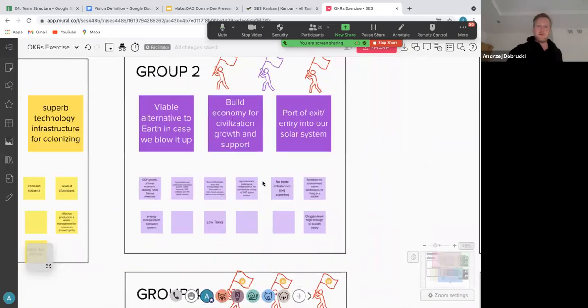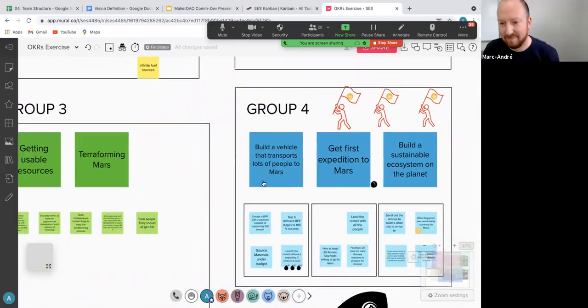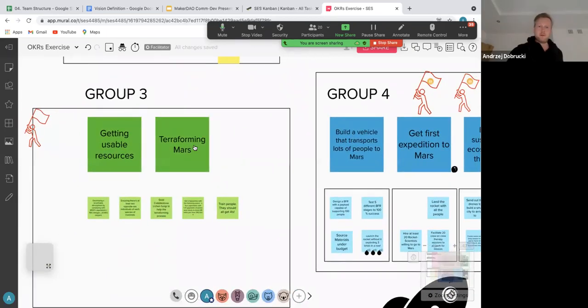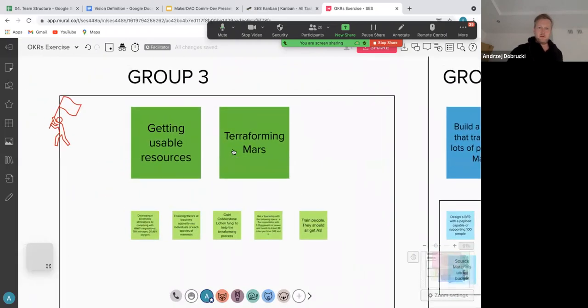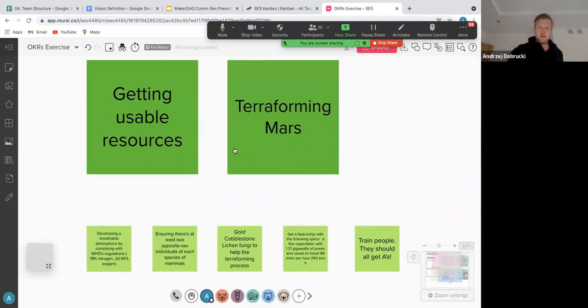Awesome, thank you. So what's left? We still have the small objectives in group 3. So colonizing Mars was actually quite popular, I see. Who's group 3? Anyone from group number 3?